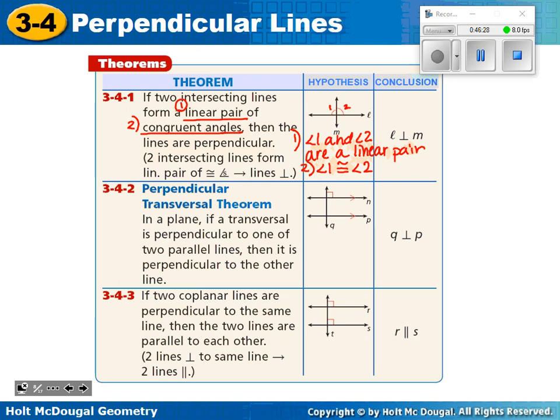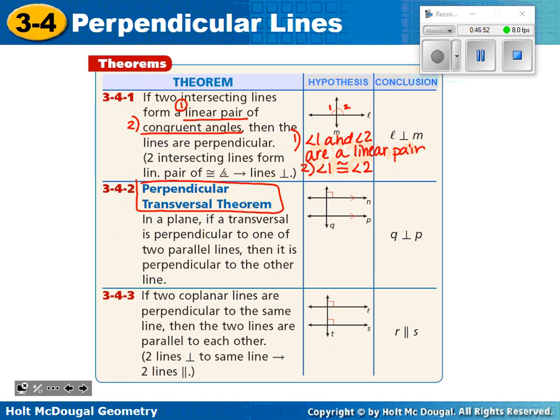And again, if you want to, you might draw yourself a little picture here that you need a linear pair of congruent angles. That's your goal. Okay, last theorem. It's called the perpendicular transversal theorem. So while we're on the back of our notes, let's just go ahead and list that over here. Perpendicular transversal theorem.